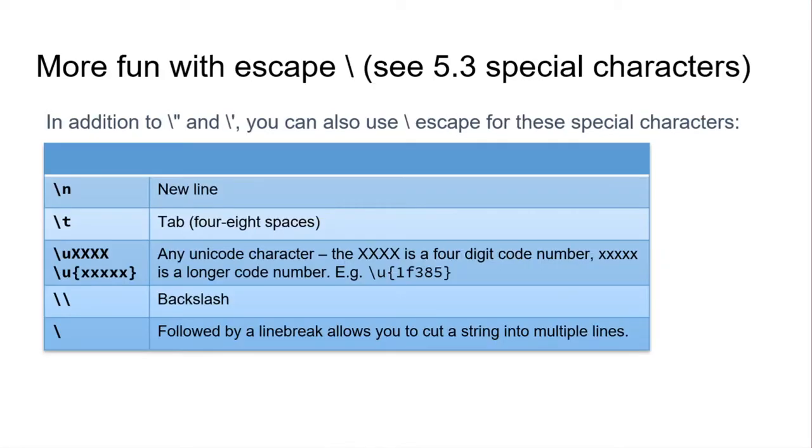Other fun stuff you can do with escaping backslash characters, and you can take a closer look in chapter 5.3 under the section special characters. You can, for instance, use \n for a new line. That's like a line feed, a line break. And of course, this only works in the console. It does not work in HTML.